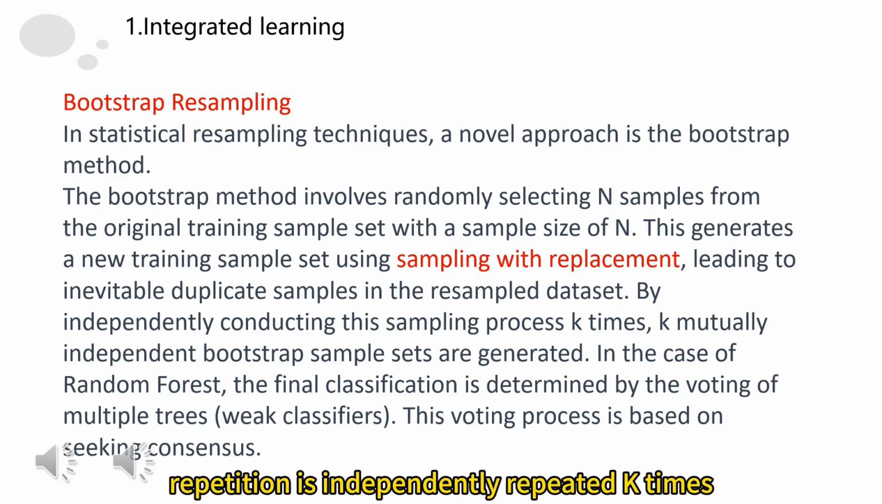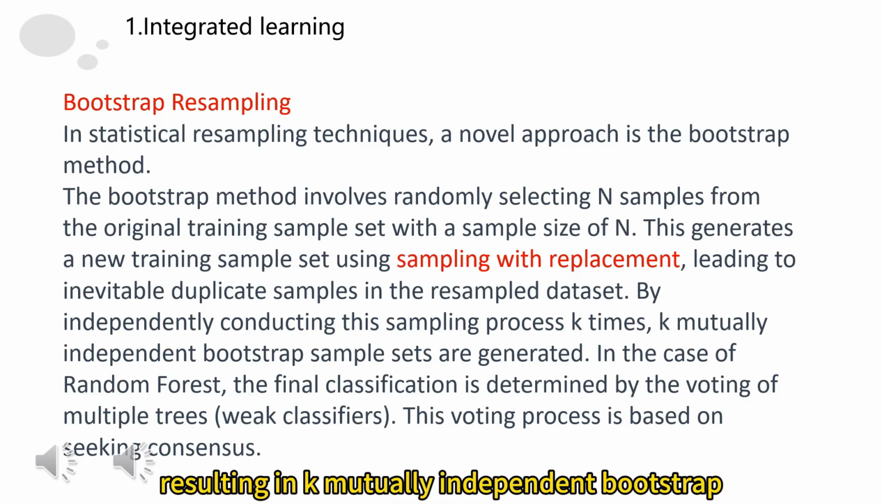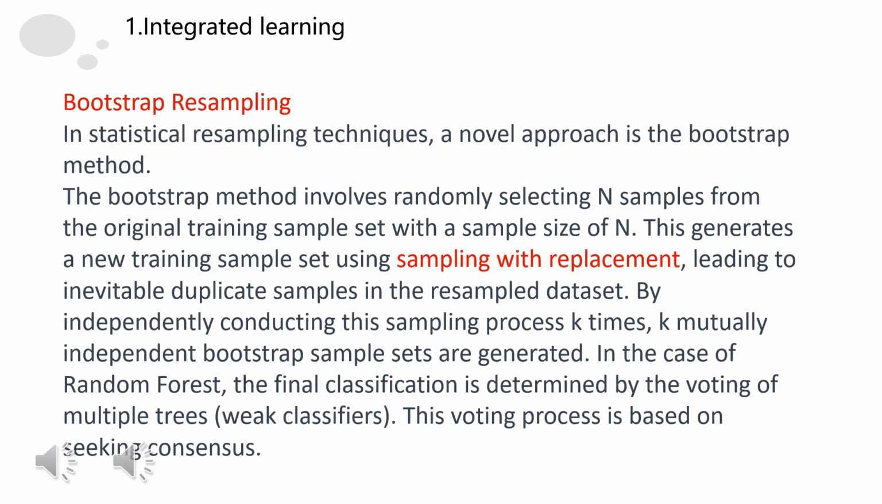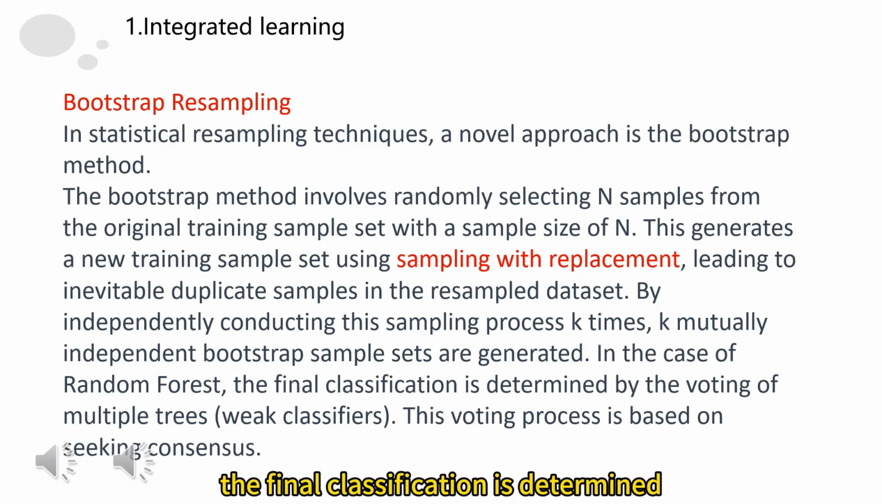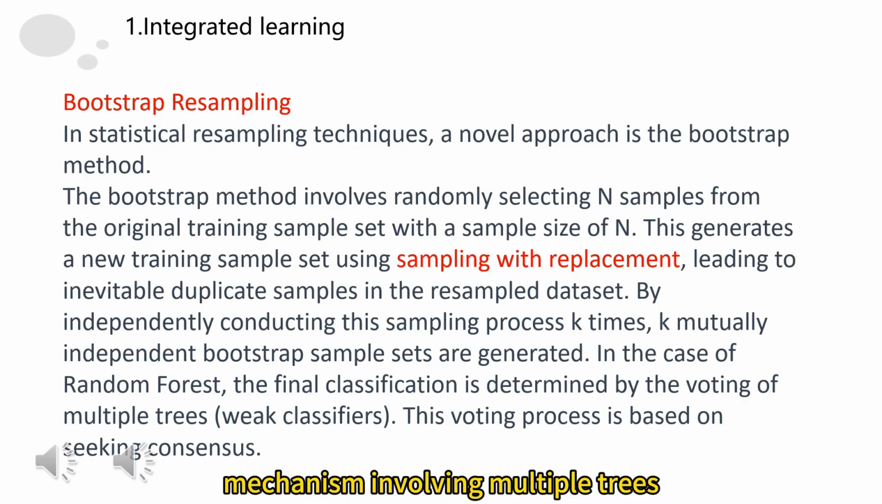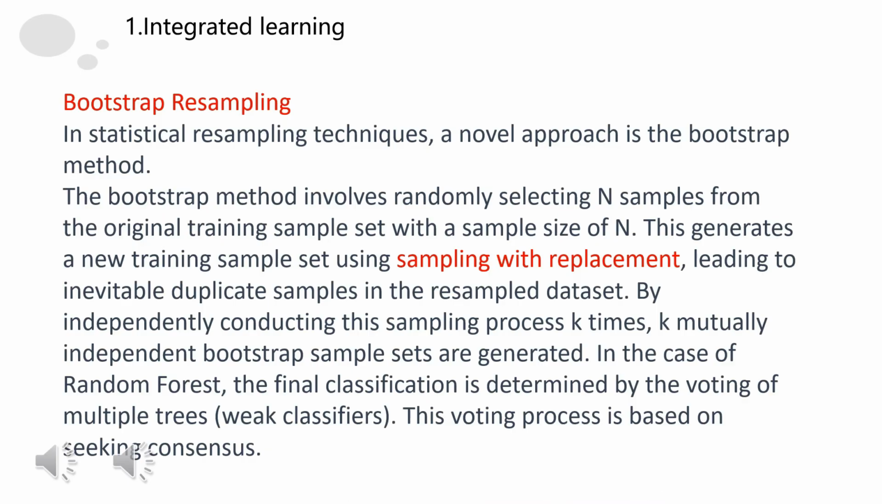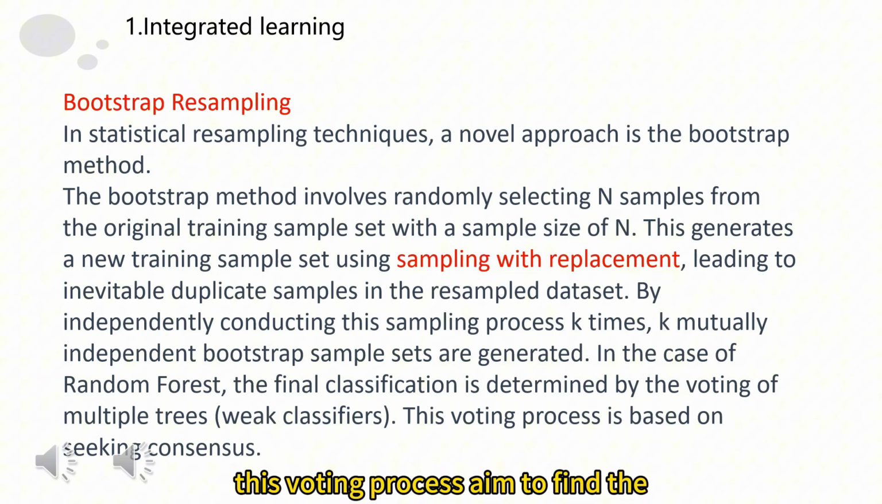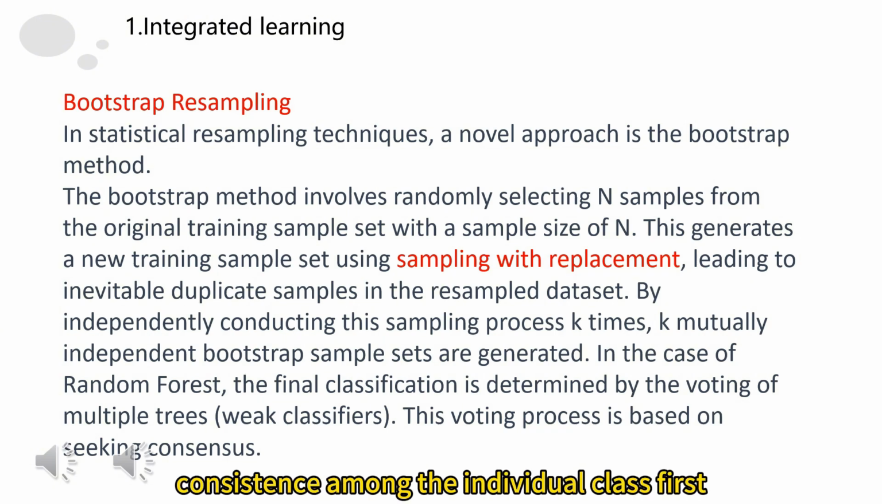This is independently repeated k times, resulting in k mutually independent bootstrap sample sets. In the case of random forest, the final classification is determined through a voting mechanism involving multiple trees. This voting process aims to find a consensus among the individual classifiers.